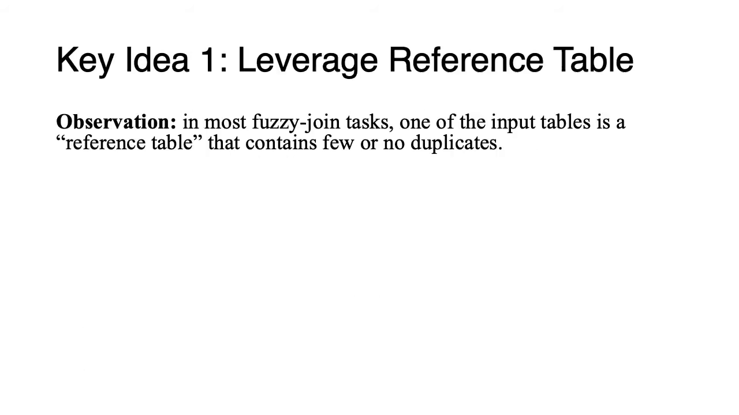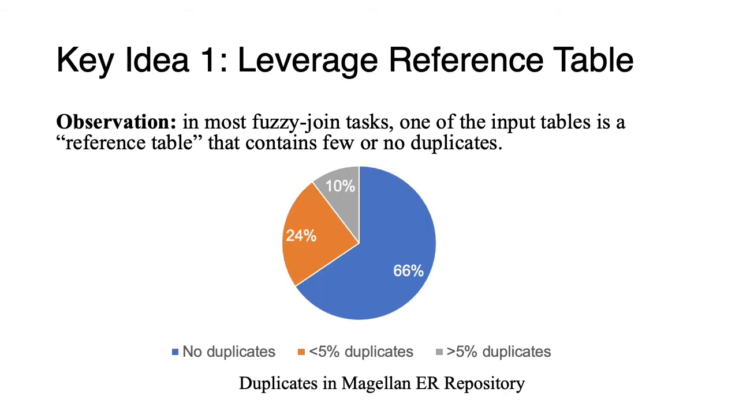To overcome the first challenge, we leverage the fact that in most FuzzyJoin tasks, one of the input tables is a reference table that contains few or no duplicates. For example, in the well-known entity resolution repository, we find that 66% of the datasets have one table that contains exactly no duplicates, and 90% of the datasets have one table that contains less than 5% duplicates. This shows that the reference table is prevalent in real-world datasets.